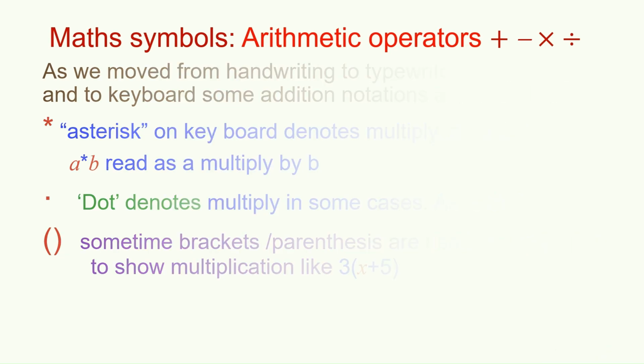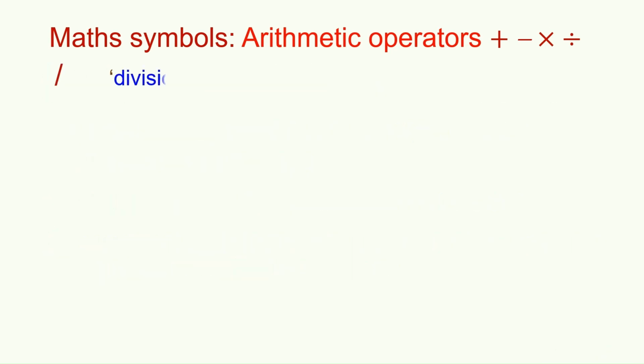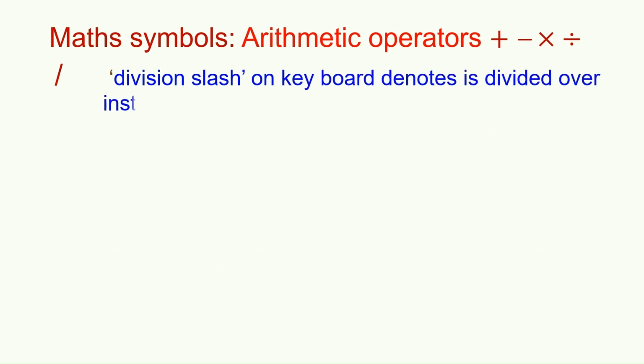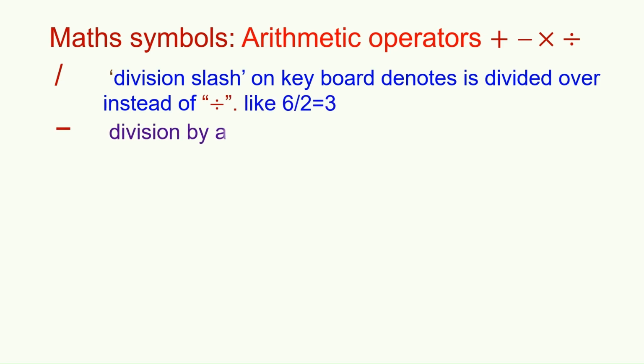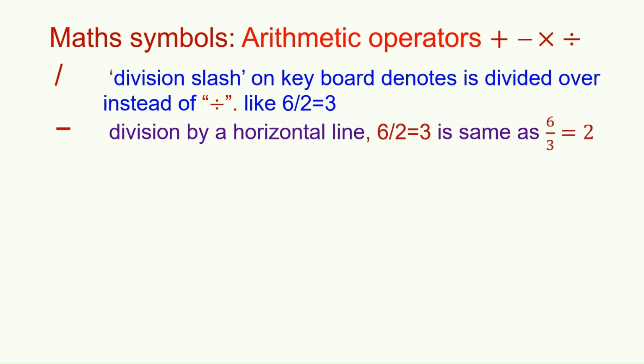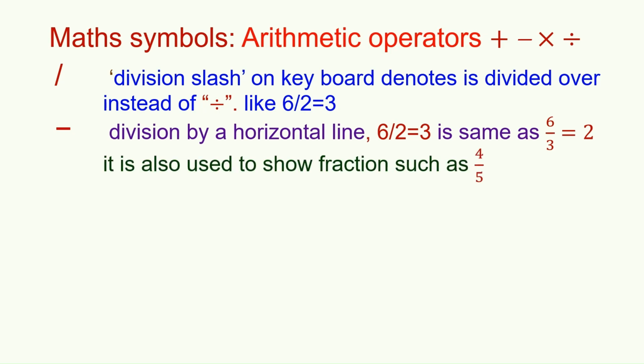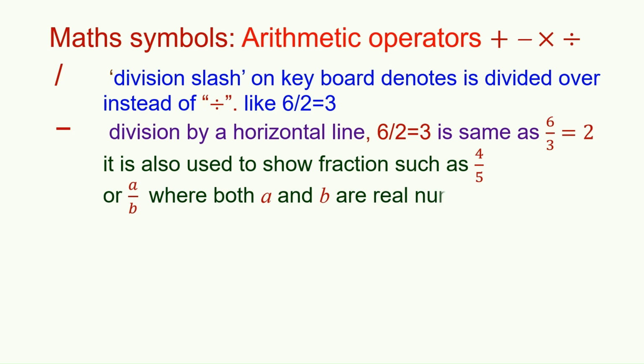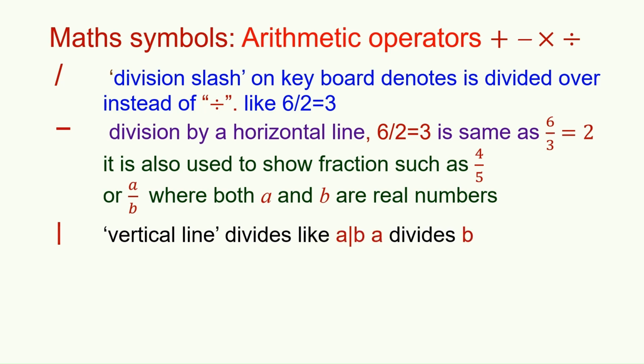Slash. The division slash on the keyboard denotes division and is read as divided over instead of divided by, like 6 divided by 2 is equal to 3. Horizontal bar: division shown by a horizontal line. Note 6 divided by 2 is equal to 3 is the same as 6 divided by 3 is equal to 2. The horizontal bar, when numbers are written above and below it, is also used to show fractions such as 4/5, or a over b where both a and b are real numbers.